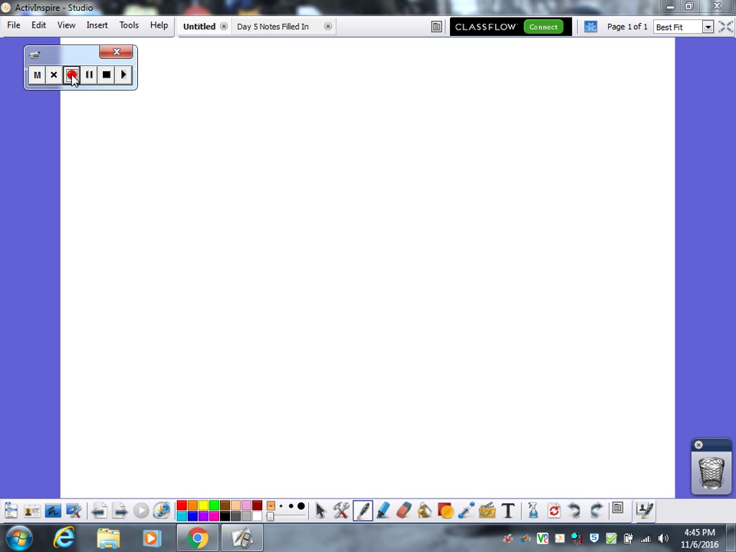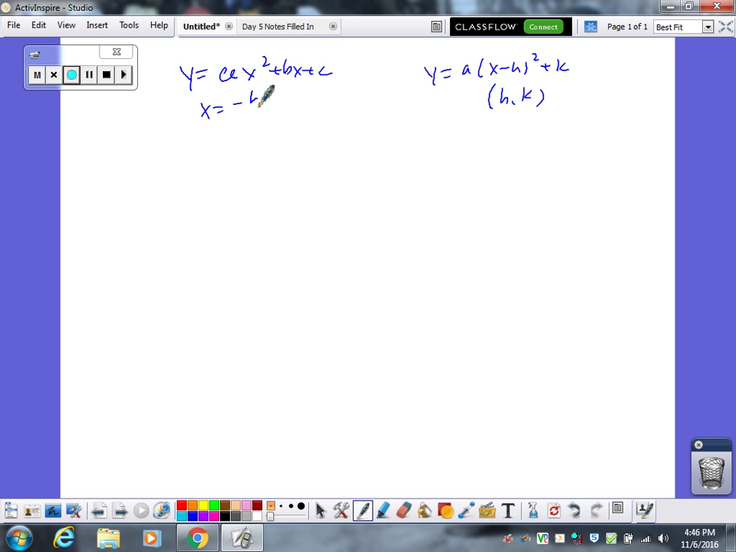So far, there are actually two formulas that we use for the definition of a parabola. We have y is equal to ax squared plus bx plus c, which is our standard form. And then we also know about the vertex form, y is equal to a times (x minus h) squared plus k. It's called the vertex form because we have the vertex of the parabola, h and k. From the standard form, we can get the axis of symmetry using negative b over 2a, and we also know that c is the y-intercept.